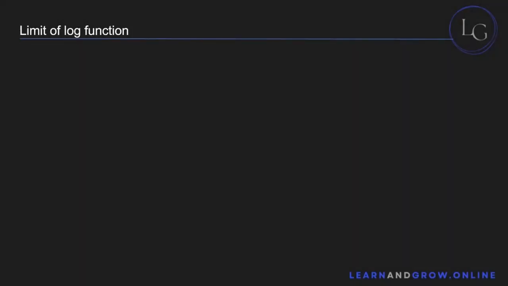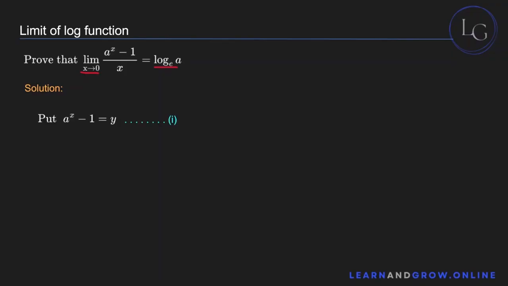Now let's find the limit of a logarithmic function. It says that we have to prove that a to the power x minus 1 over x with x approaching 0 is equal to the natural log of a. Okay, so the first thing that you have to do is substitute the numerator with a random variable, let's call it y. So a to the power x minus 1 is equal to y.